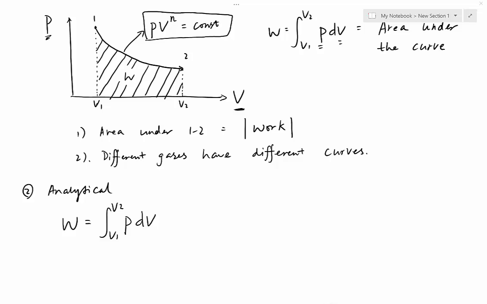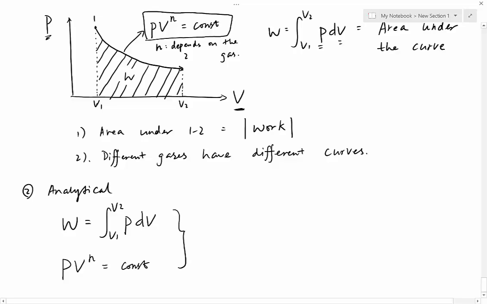Okay, let me make a note here. N, the index, depends on the gas. Different gases have different values for n. Okay, so now let's copy down this equation. PV with index of n is equal to constant. Let's combine those two equations together and see if we can solve the equation.